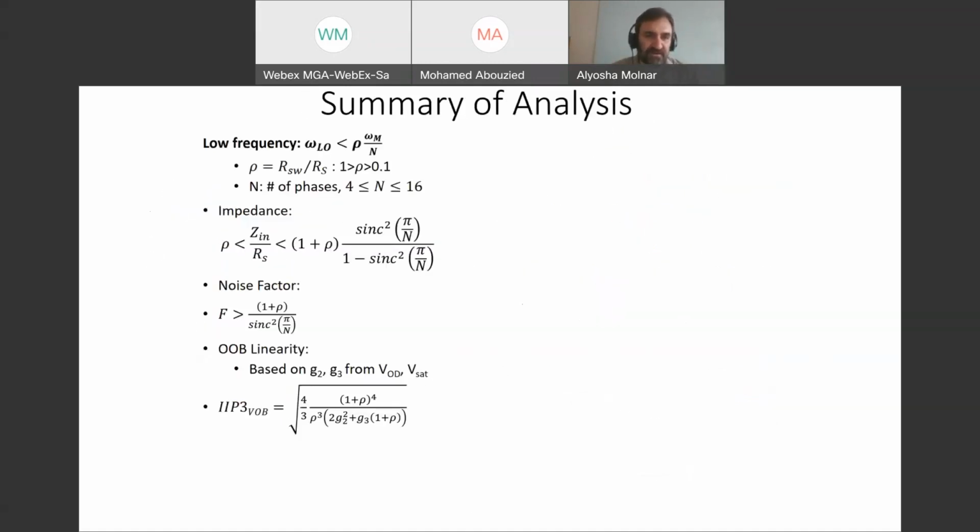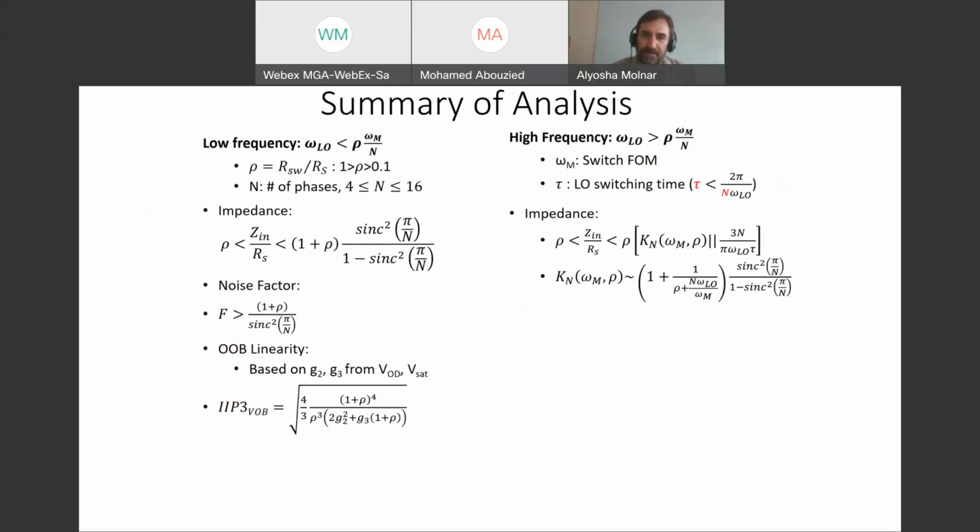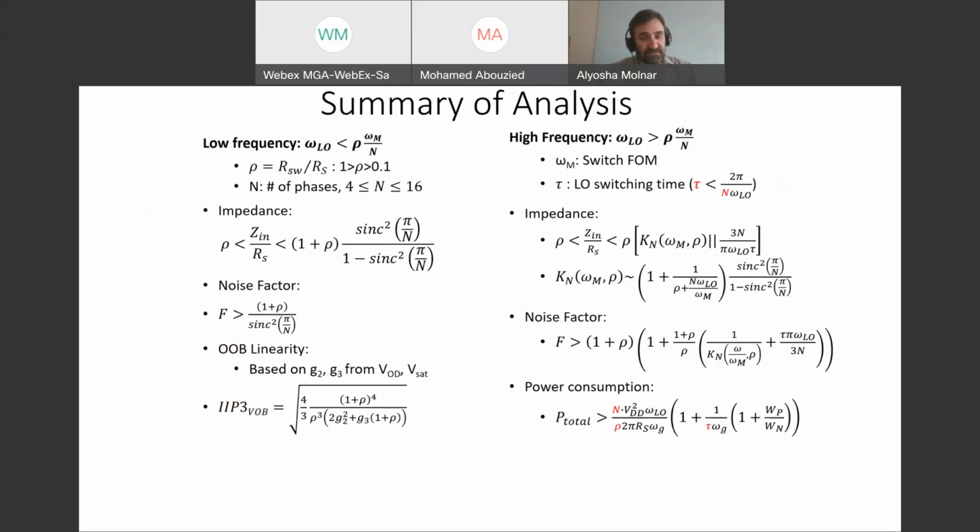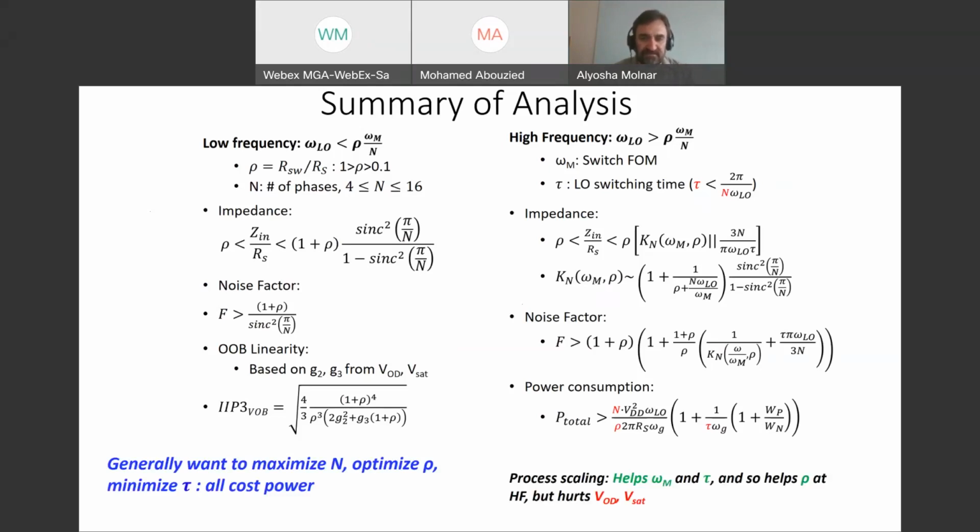Just to summarize where we are so far, as we go to high frequencies, as we approach that omega m term, or get within maybe a factor of 100 of it, then we have to start worrying about what that term is, what that switch figure of merit is, as well as the switching time of my LO. This starts impacting my impedance a bit. Basically it means that my shunting impedances are lower, and therefore my achievable impedance range is more bounded, which in turn impacts my noise factor. There's also a trade-off with power consumption, which I didn't really talk about: if I have more phases, which makes things better, and faster transitions, which makes things better, and I make my rho lower, which makes things better, all of those things imply more power consumption. So, not surprisingly, when I do the things that optimize my performance, I burn more power, and that's hard to avoid.